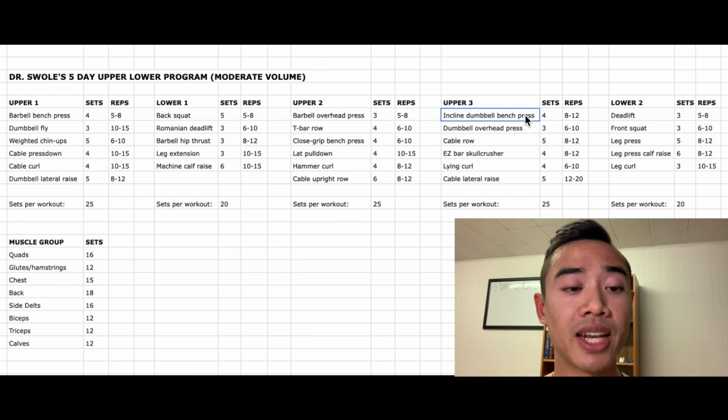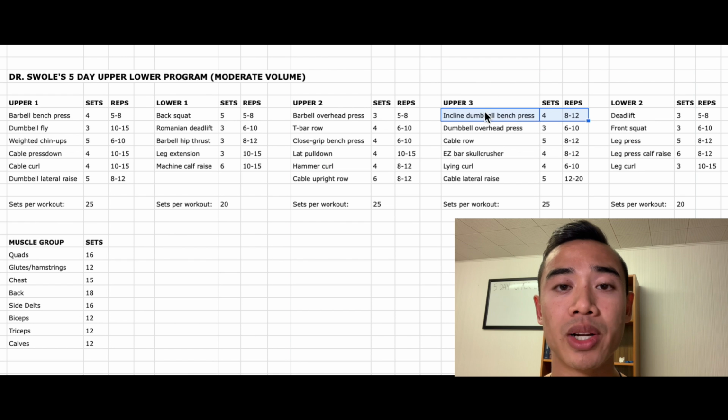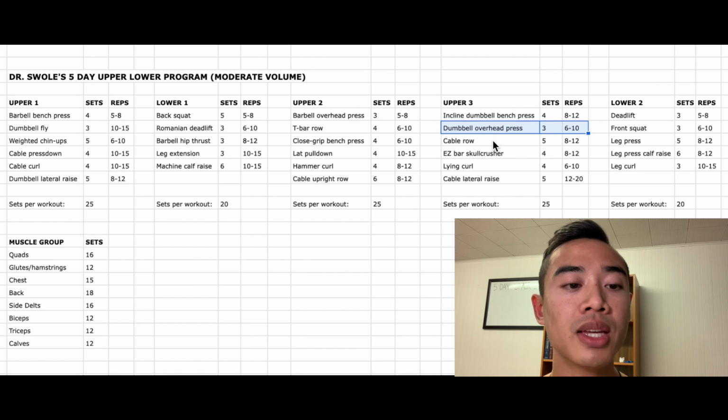We start off with the incline dumbbell bench press, 4 sets of 8 to 12. You'll see that I like to have a majority of flat work, but also include some incline work for my chest. Then we have dumbbell overhead presses, 3 sets of 6 to 10, and then cable rows for the back, 5 sets of 8 to 12.